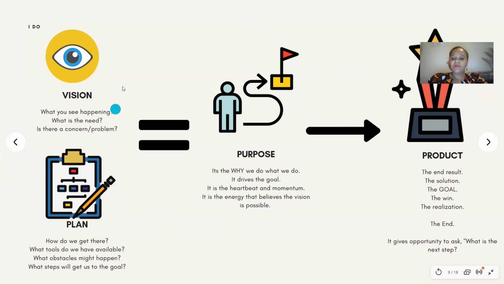So now that we've talked about this in the case of me and my marathon, what does this mean in the classroom when it comes to us planning and thinking through what we do as teachers? What can you see being the vision? What can you see being the product, the end result? What can you see being the purpose? And what can you see being the plan?